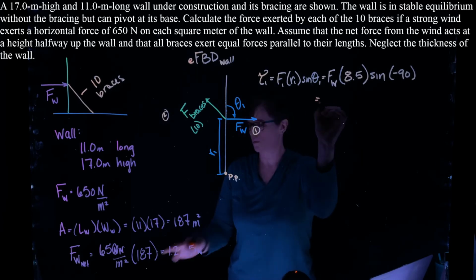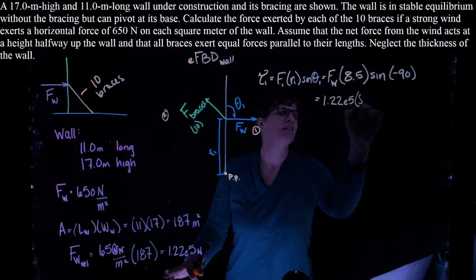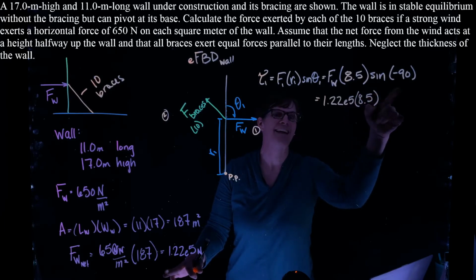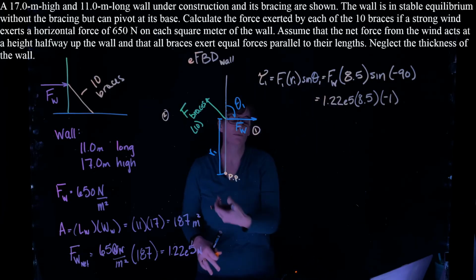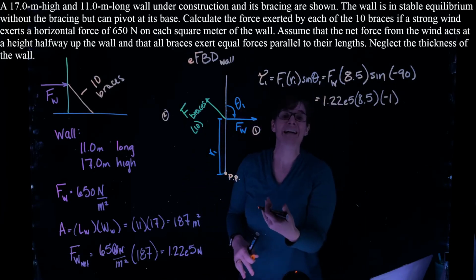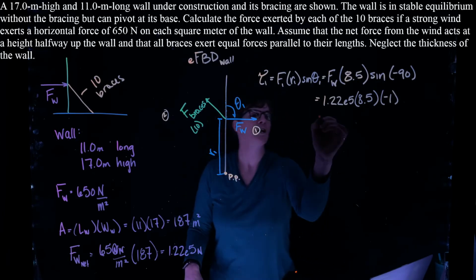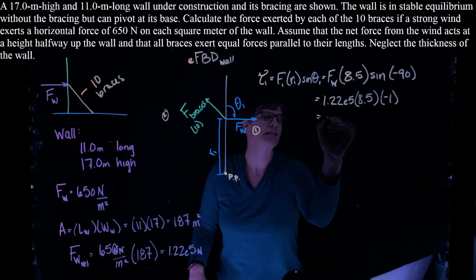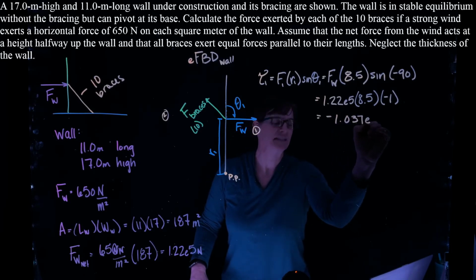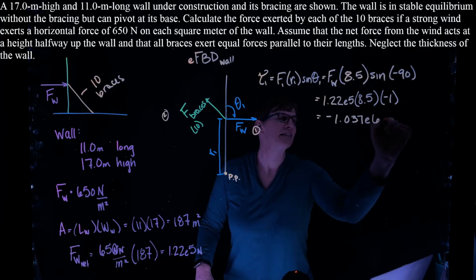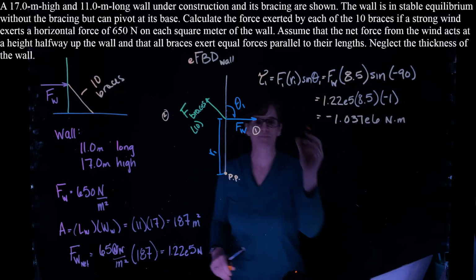So our torque 1 is 1.22 times 10 to the 5th times 8.5, and the sine of negative 90 is -1. And indeed, the force of the wind would cause the wall to rotate in a clockwise direction, which would in fact give us a negative torque. So the torque by that wind is minus 1.037 times 10 to the 6th newton meters. All right, that's torque number 1.